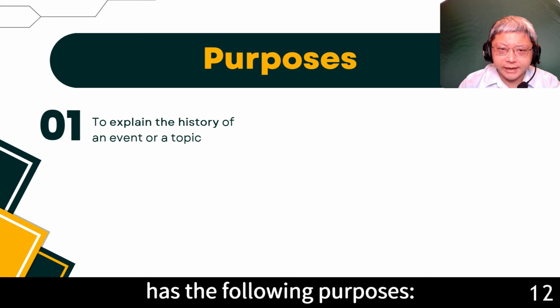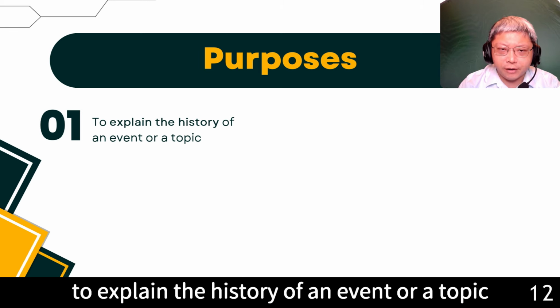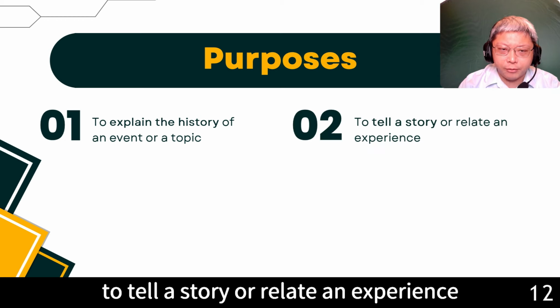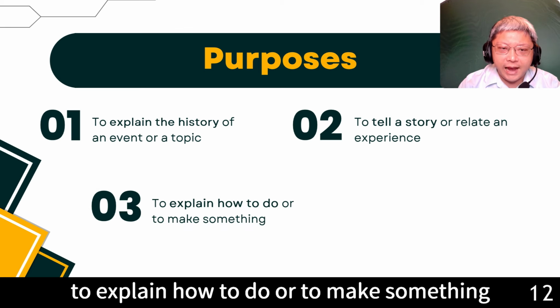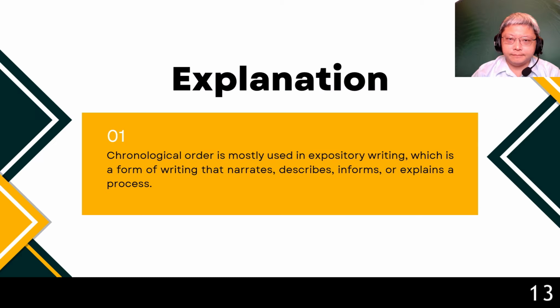Chronological arrangement has the following purposes. First, to explain the history of an event or a topic. Second, to tell a story or relate an experience. Third, to explain how to do or to make something. Last, to explain the steps in a process.